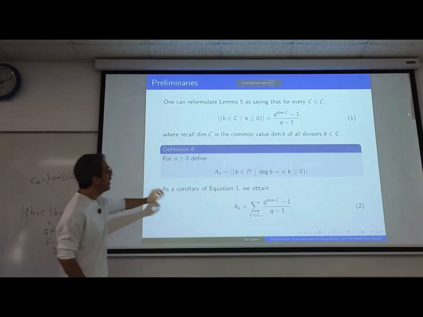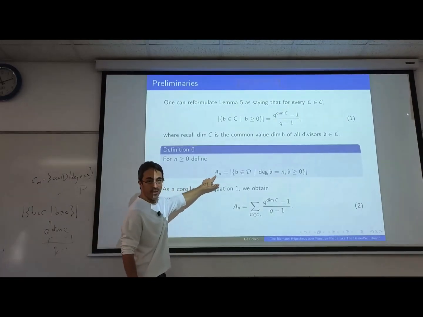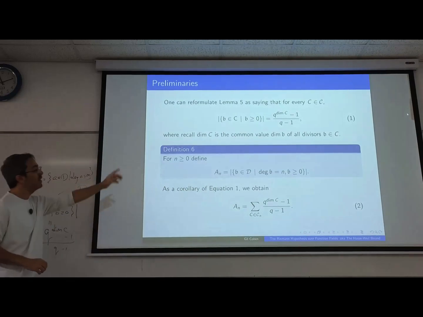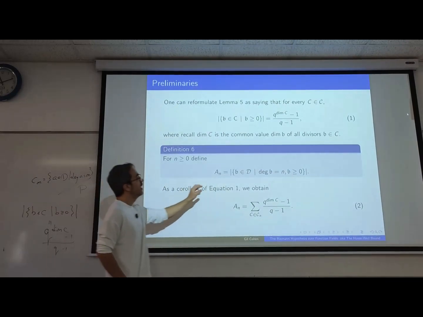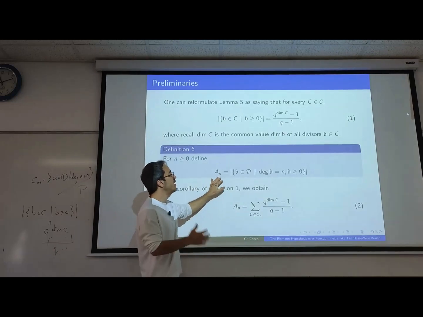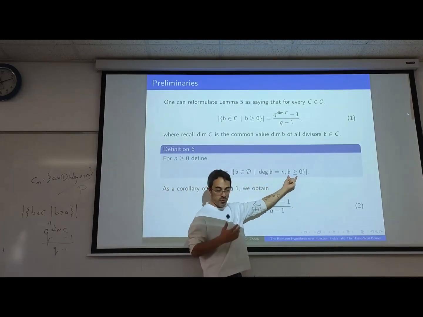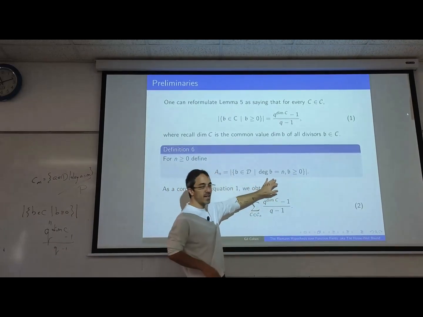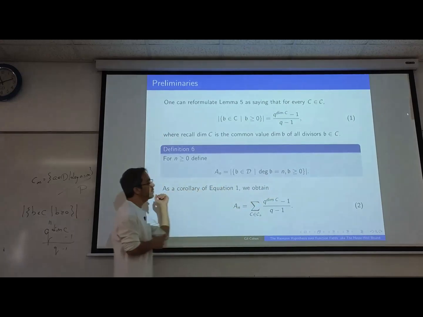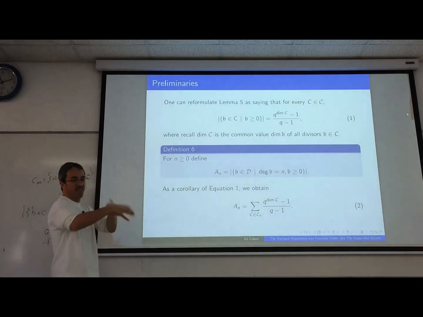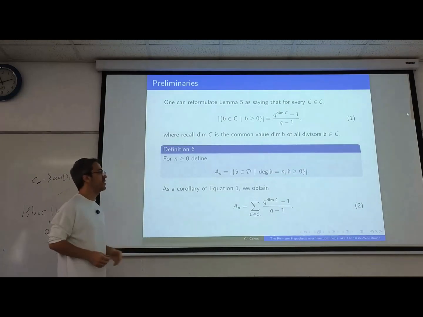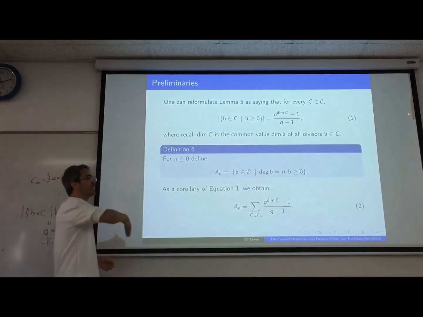And what I care most about is actually this quantity, A_n. I'm going to relate it to what we did. So what is A_n? For a non-negative integer n, A_n is simply the question: how many non-negative divisors do you have which have degree n? Degree is a notion of size. So how many divisors of size n do you have? But you have to take the non-negative ones.